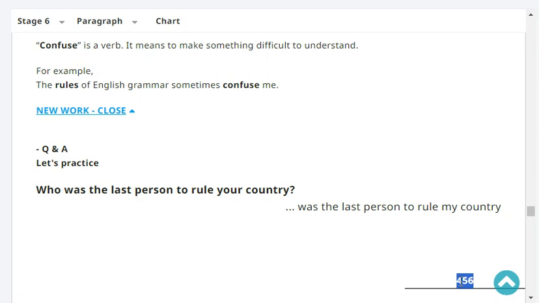Mr. Kishida. No, not before Kishida. So Mr. Abe. Yes, Mr. Abe. And then I forget the other one. Mr. Khan? Uh-huh. The other one, Mr. Khan, after Mr. Abe. Oh, I forgot his name. But let's just say Mr. Kishida was the last person to rule my country. Very good.